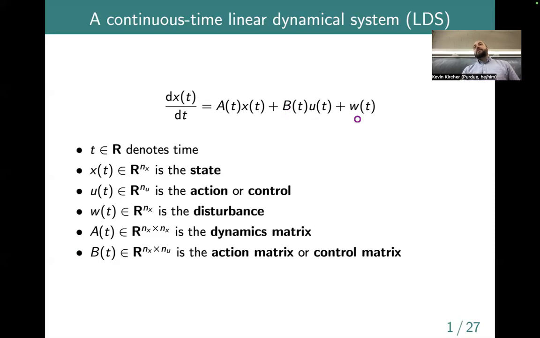So this could be things related to outdoor temperature or the amount of sunshine that we get on a solar array, something like that. So our nomenclature here: u, we call the action or the control input. w, typically we would call the disturbance. You might also hear it referred to as the process noise, probably not by me, but that's another term there, or the exogenous input, something that's beyond our model, beyond our control. And then A we call the dynamics matrix, and B here we might call the action matrix or the control matrix or the input matrix.